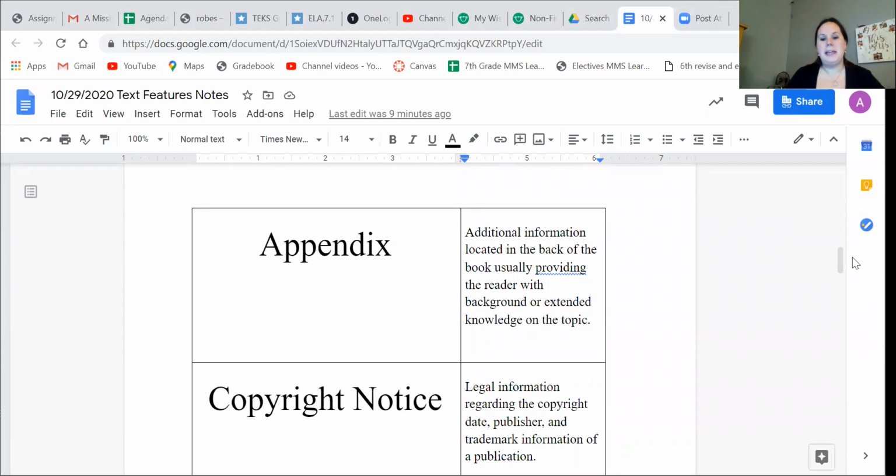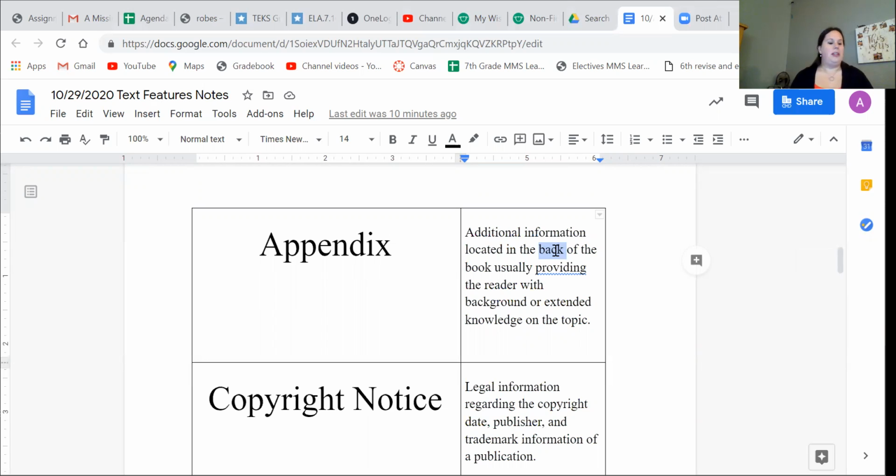We have an appendix. The appendix, these are going to be in your science books always. They're going to be in medical books, science books. Sometimes you might find them in math, especially when you get into your higher level math classes. The appendix is just going to have some additional information, and it's going to be located in the back of the book, and it's going to provide you as the reader with some additional background of the topic.